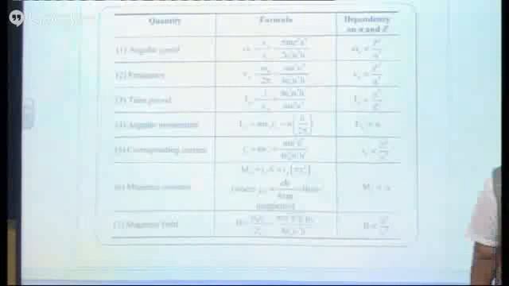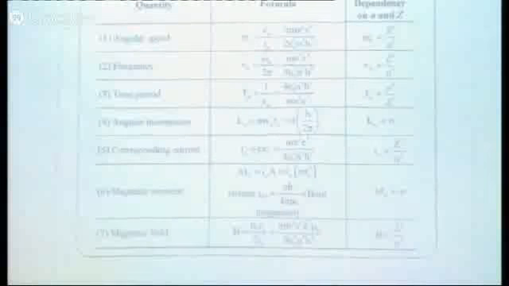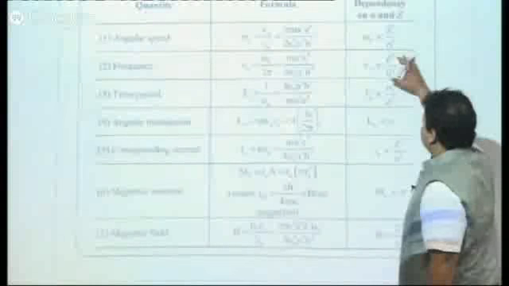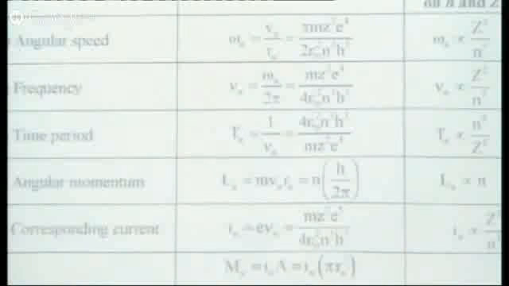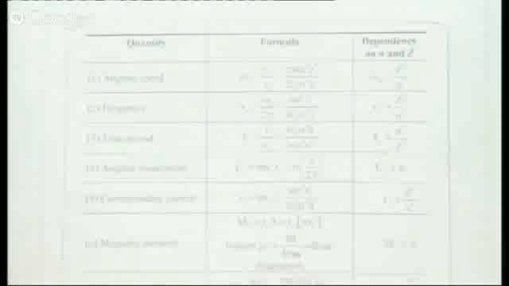Okay. Just have a look at them. These are a few of the important results. You can write them. At least write this part. This is important for your preparation. Like, for example, angular speed: it is directly proportional to the square of the atomic number, and inversely proportional to the cube of the principal quantum number. There are a few of them which I would write for you.